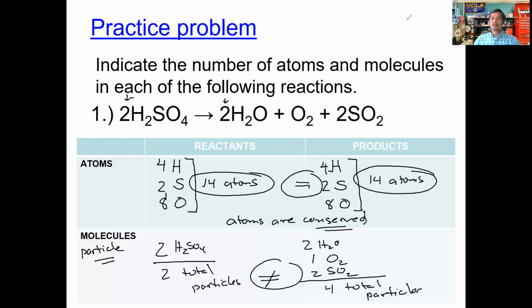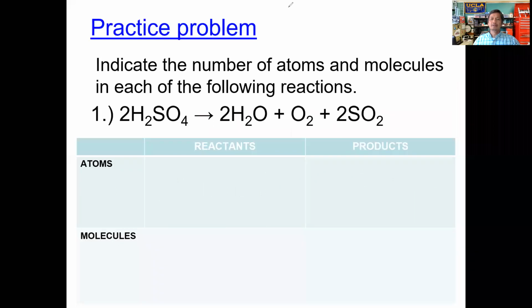Let's highlight this really quickly. I want to make sure everyone's clear on this. Atoms are conserved when it comes to conservation, but molecules are not. Make sure you keep that in mind as we move forward. All right, let's go ahead and do the next one.